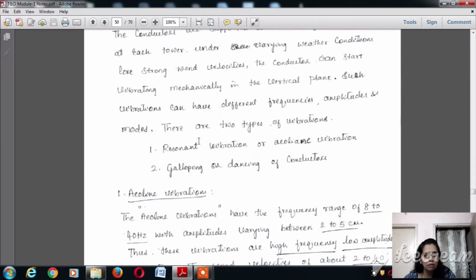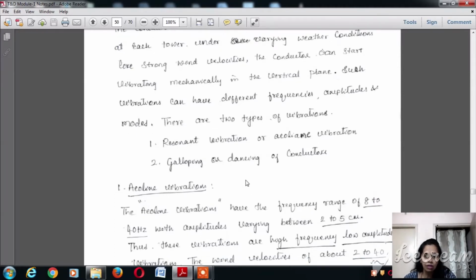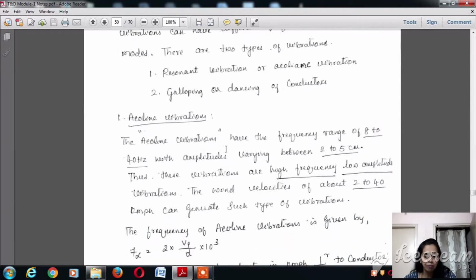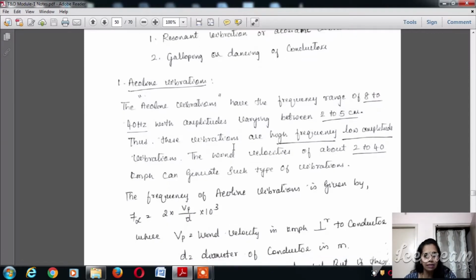Such vibrations can have different frequencies, amplitudes and modes. There are two types of vibrations which can be considered for the discussion. The first one is the resonant vibration or the airline vibration. The second one is the galloping or the dancing of conductors. Airline vibrations, let's consider the first one.